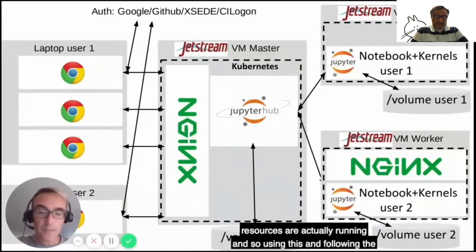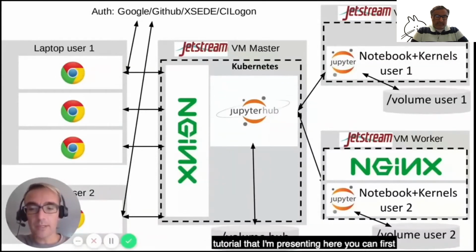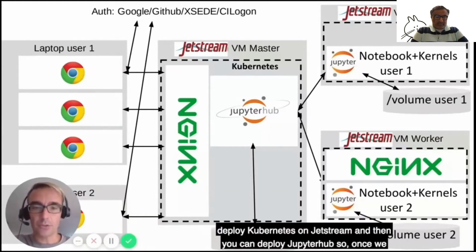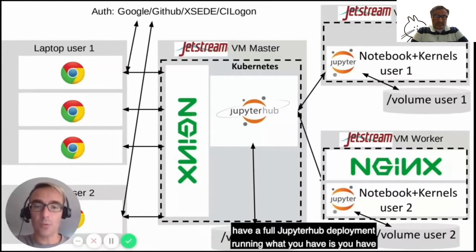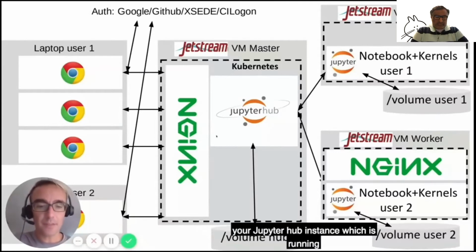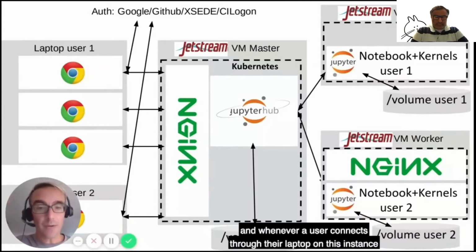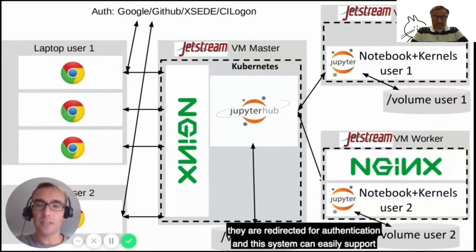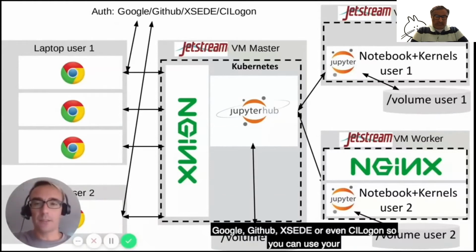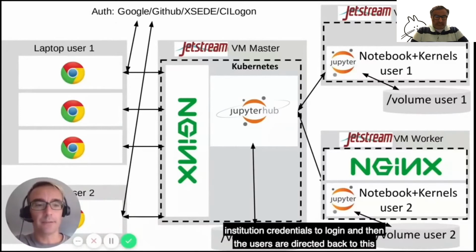And so, following the tutorial that I'm presenting here, you can first deploy Kubernetes on Jetstream, and then you can deploy JupyterHub. Once we have a full JupyterHub deployment running, whenever a user connects through their laptop to this instance, they are redirected for authentication. This system can easily support Google, GitHub, XSEDE, or even CILogon, so you can use your institution credentials to log in.